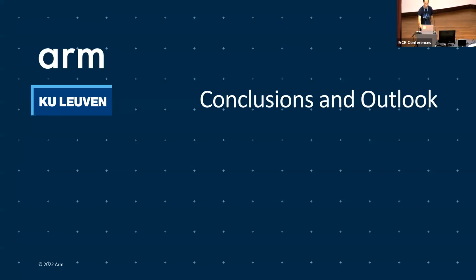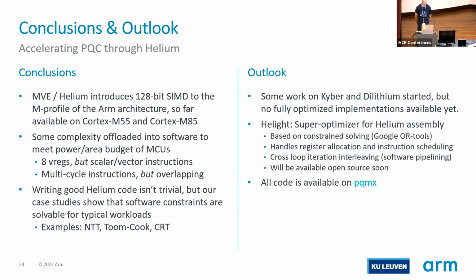Okay, so some conclusions. We've talked about MVE. It's a SIMD extension for microcontrollers with 128-bit vectors, which is feasible only because it offloads some complexity from the hardware onto the programmer, such as fewer vector registers, multi-cycle instructions, but they can overlap. So writing good Helium code isn't exactly trivial. You need some practice, but what we do show is that for the workloads of interest, it's always possible to write things in a way that really leverages this instruction overlapping.